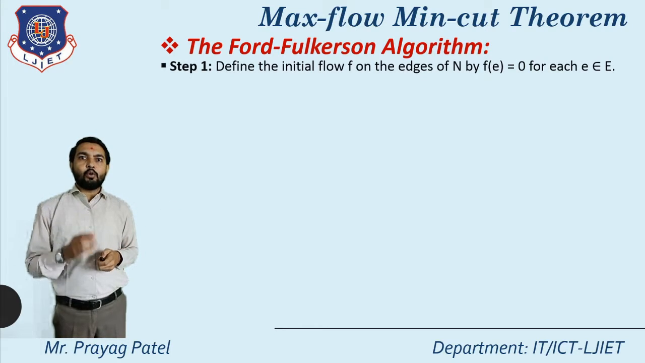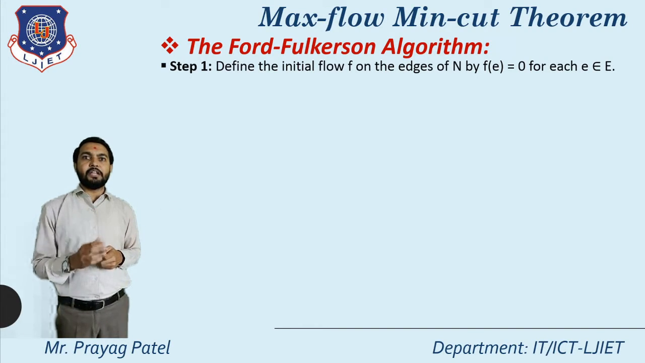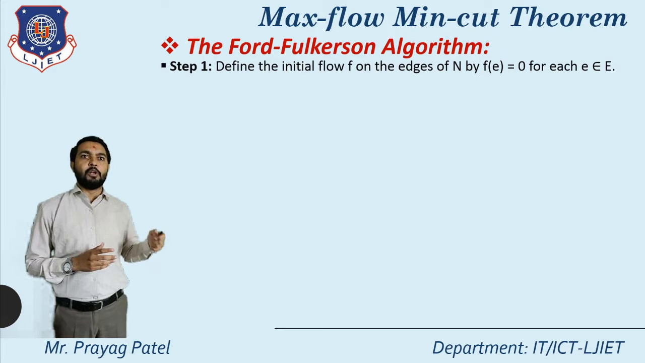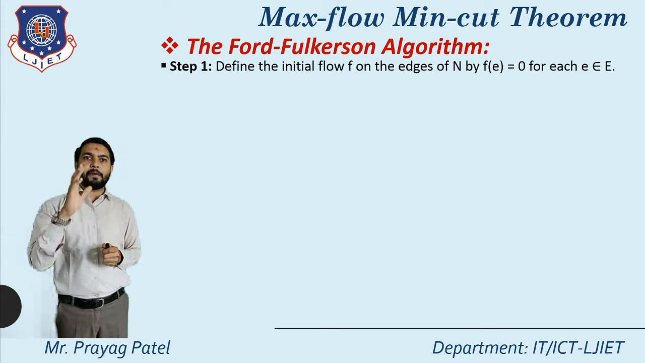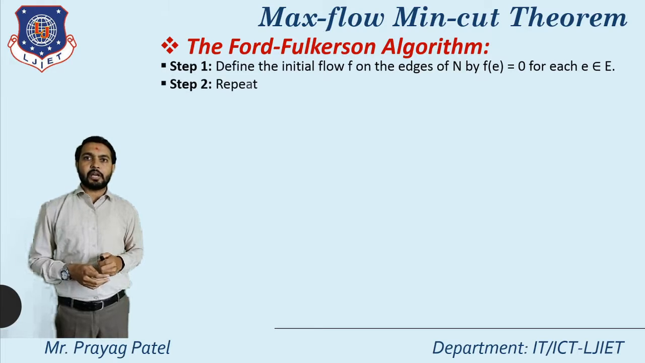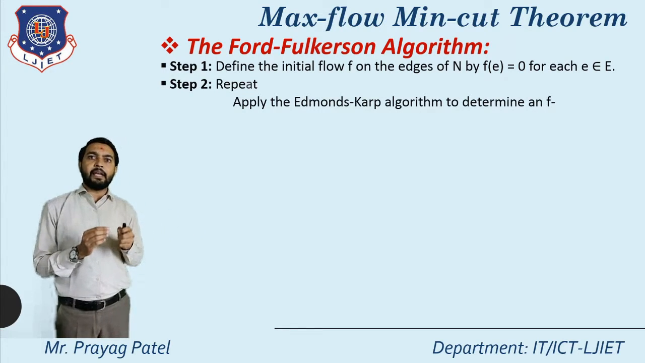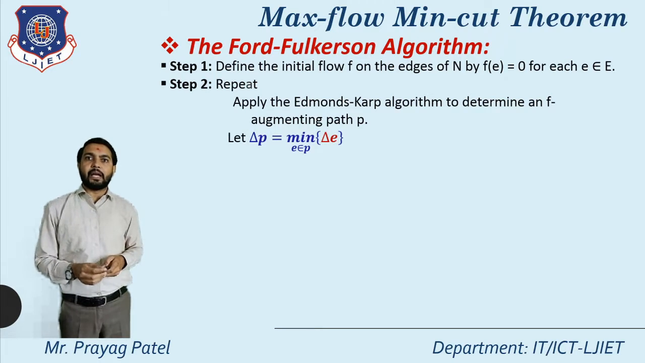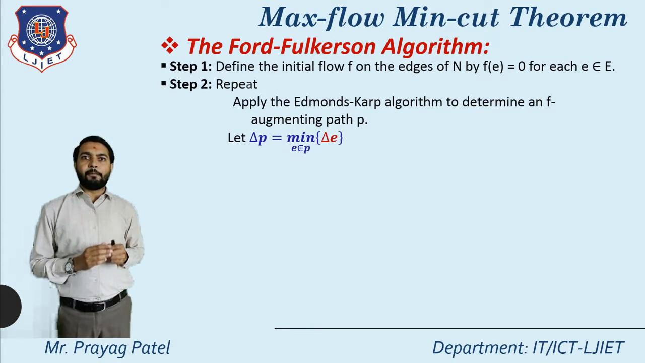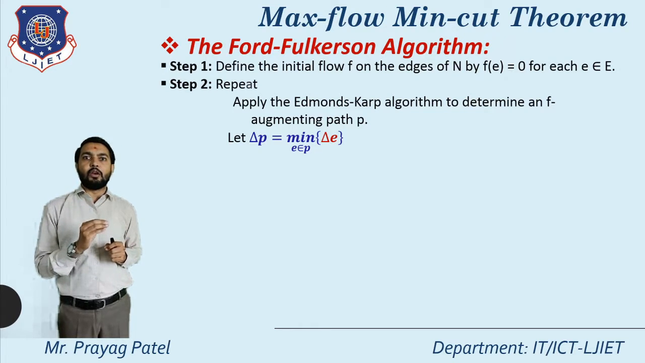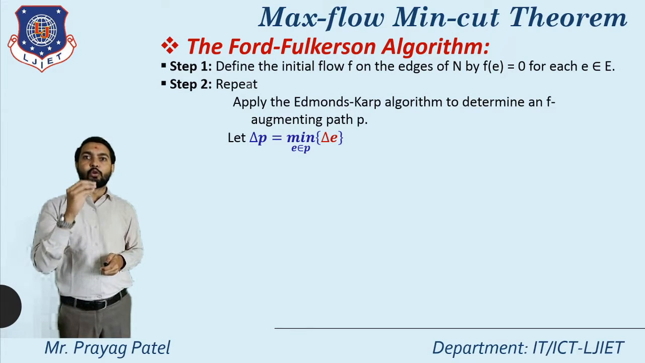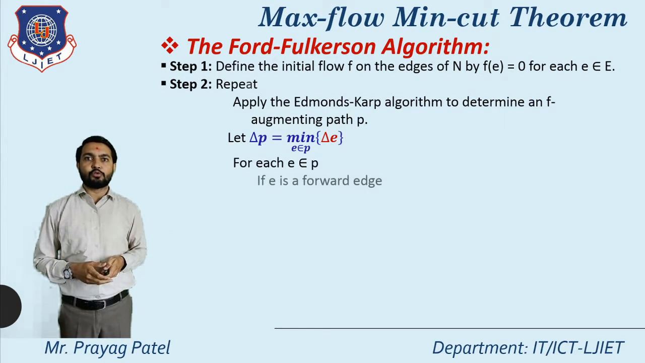Now, another algorithm for the max-flow min-cut is Ford-Fulkerson's algorithm. In this algorithm, step number 1 is to define the initial flow f on the edges of N by f of E equal to 0 for each E belonging to E. That means initially the flow of each and every edge is 0. Step number 2: repeat the following steps. Apply the Edmonds-Karp algorithm to determine an augmenting path P. So find the path according to our previous algorithm. Then delta P equals the minimum of delta E. That means find the minimum value out of all the delta E, and it is called delta P. Then increase the flow according to delta for each E belonging to P.